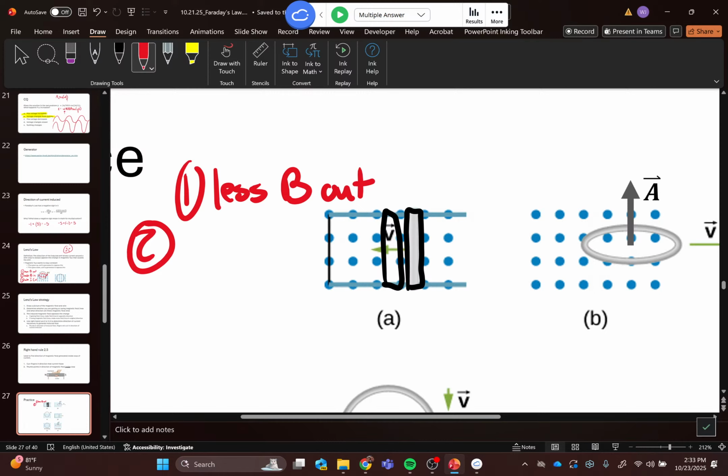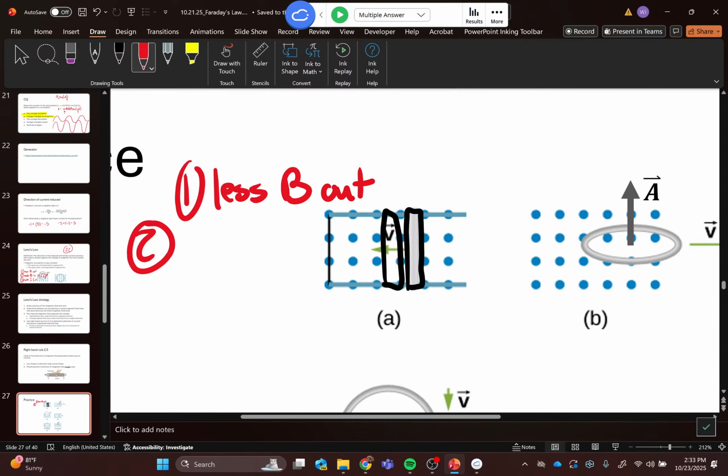What do y'all think? Why? So give me step 2. If I'm making less field lines out, how do I counteract that change? Great. I'm going to make more out. How do I make more out? Then we do counterclockwise to make that happen. All right. What do y'all think?